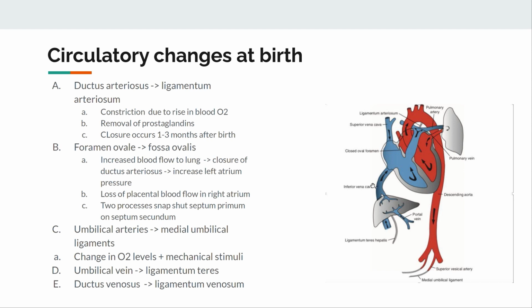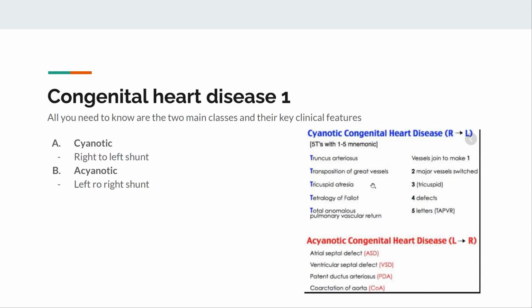Next, you've got your umbilical arteries. These become your medial umbilical ligaments. Again, these can come up in your anatomy exam, so it's good to know where they come from. This mainly comes from changes in oxygen levels. And then you've got your umbilical vein, that becomes your ligamentum teres, and your ductus venosus, that becomes your ligamentum venosum. These are two really key anatomical landmarks on the liver, and again, could be assessed on your anatomy exam.